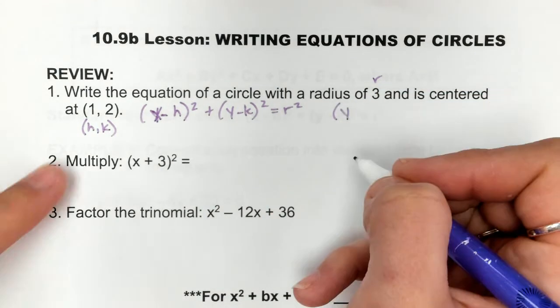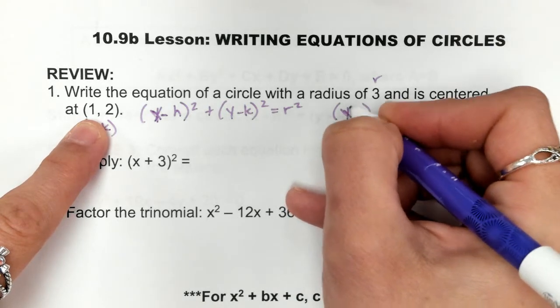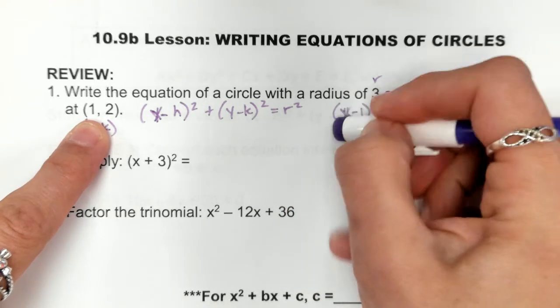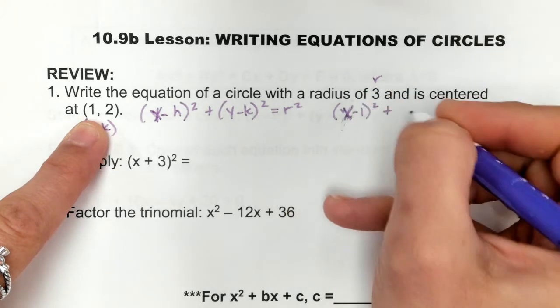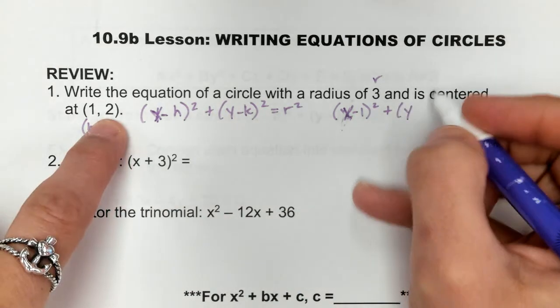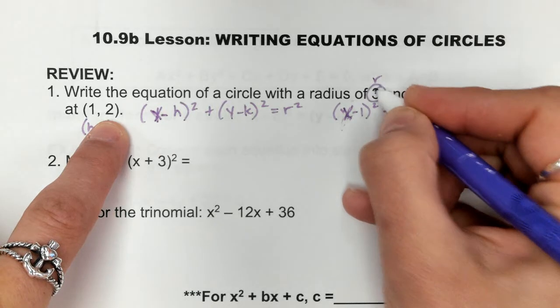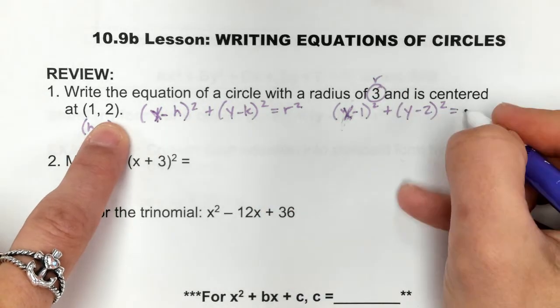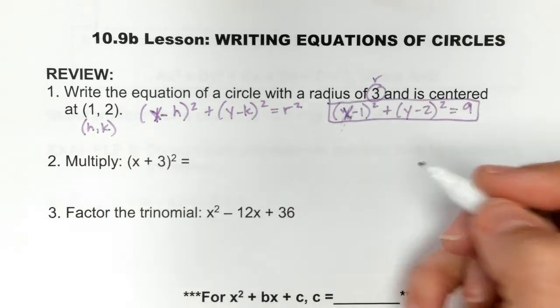We have x minus a positive 1, so it's just x minus 1. Sorry, I'm doing it again. (x minus 1) squared plus, then we have our y minus a positive 2, so it's just (y minus 2) squared is equal to our radius of 3 squared, and 3 squared is 9. So that's just a reminder of what we talked about yesterday.